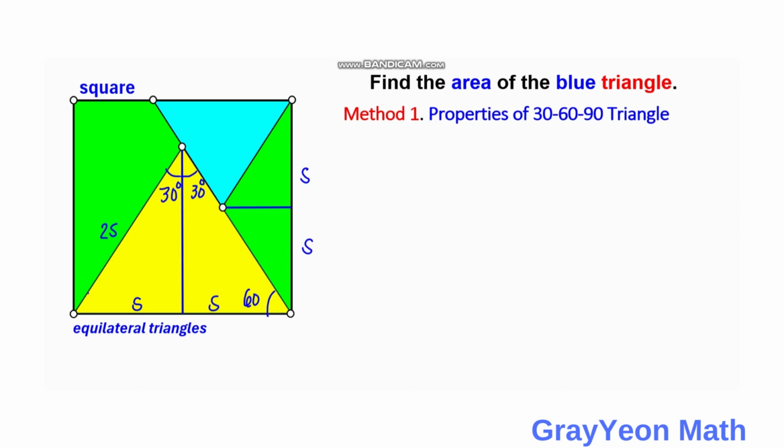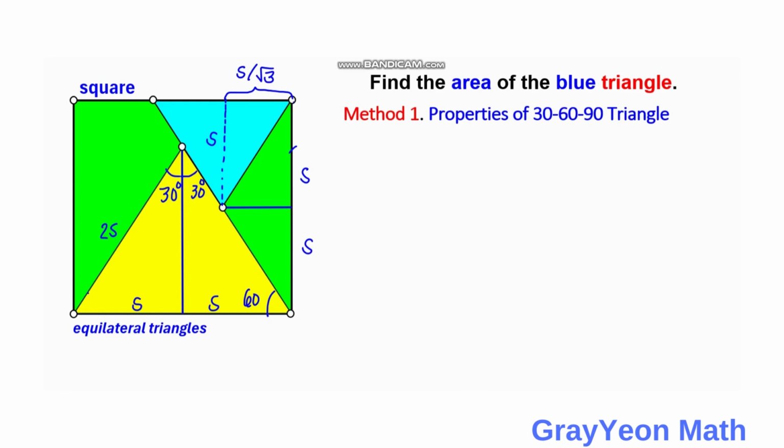If this length is s, then if we project a line by drawing from the apex of this blue triangle, then this is also S. And to get this distance, we just need to divide this S by square root of 3. So that gives us S over square root of 3.